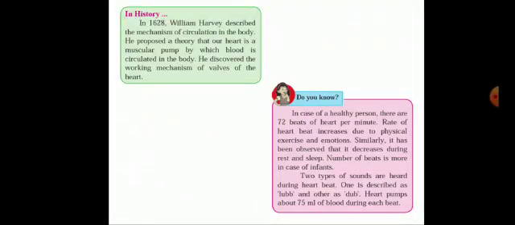In 1628, William Harvey described the mechanism of circulation in the body. He proposed the theory that our heart is a muscular pump by which the blood is circulated in the body. He discovered the working mechanism of the valves of the heart.